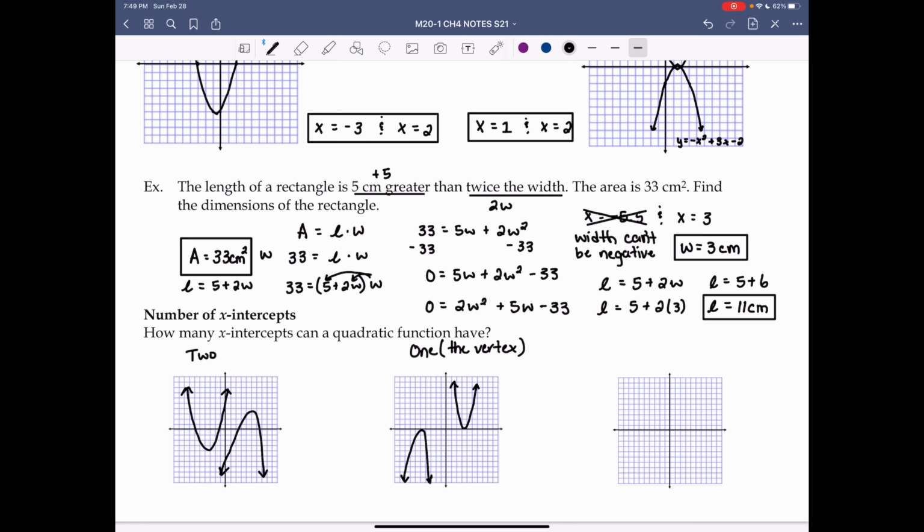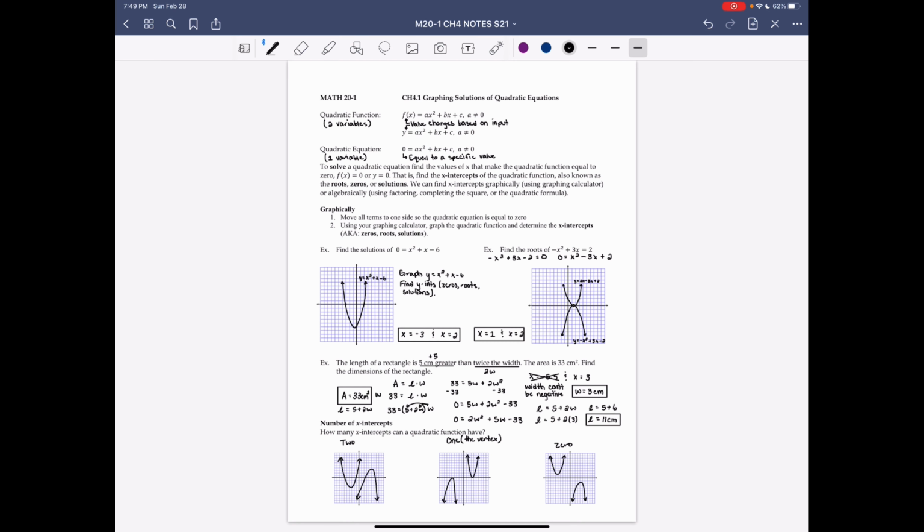We can also have 0 solutions or 0 x-intercepts. If the parabola opens up, it could look something like this. And if it opens down, it could look like this. So we see that the parabola does not ever touch or cross the x-axis, therefore there are 0 x-intercepts. That brings us to the end of Chapter 4, Lesson 1.